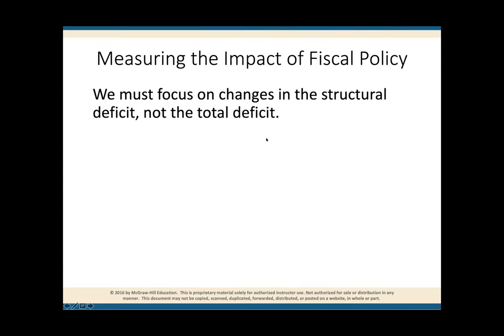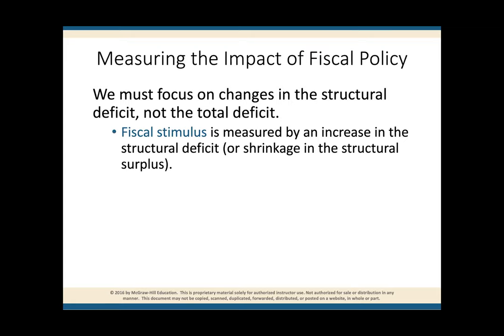So if we want to correct our problem, we need to focus on changing the structural deficit. In other words, we need to change the way we think. And the way we think is that it's okay to spend a little bit more than what we make every year. You follow me? We need to change the way we think that it's okay to spend more than what we make every single year, right? For example, this fiscal stimulus, as you can see, is going to increase the structural deficits.